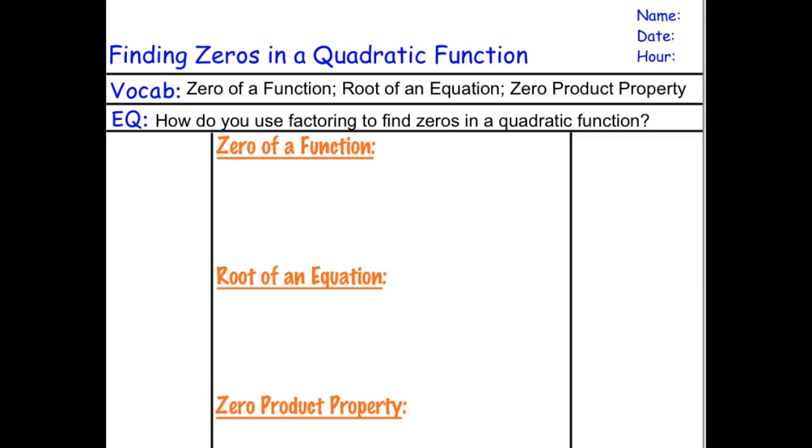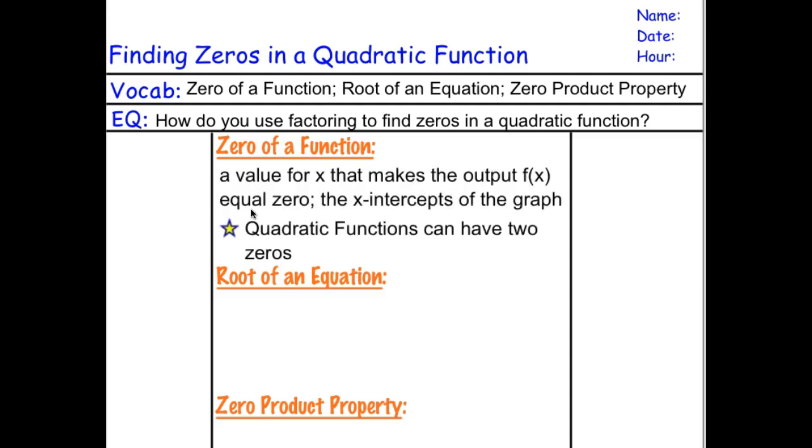So we have zero of a function, root of an equation, zero product properties. So we have to understand what zero of a function is. It states this: a value for x that makes the output of f of x equals 0. The x-intercepts of the graph, quadratic functions can have 2 zeros. Can is the key word. You might have one, you might have none.